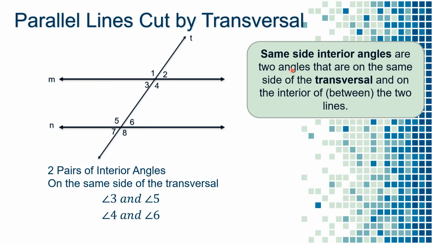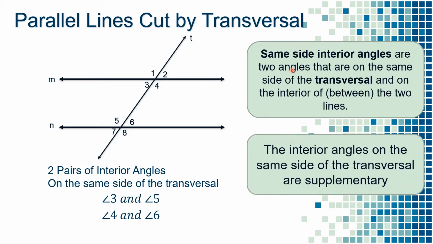Now, what can you say about the interior angles on the same side of the transversal? Correct. The interior angles on the same side of the transversal are supplementary, meaning that the sum of these pairs of angles is equivalent to 180 degrees.